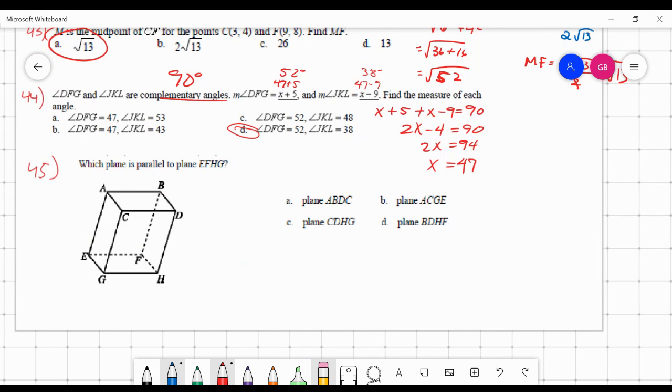And then 45. Which plane is parallel to plane EFHG? EFHG is the plane over here at the bottom. Okay, that's the bottom of this box. So the parallel one would be the one on top of the box, which is up here, A, B, C, D, which is option A.